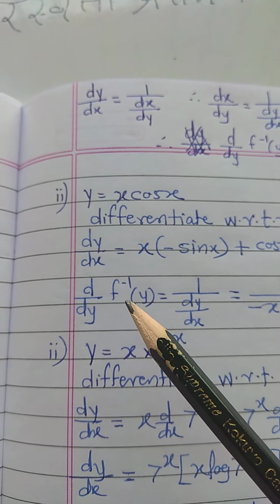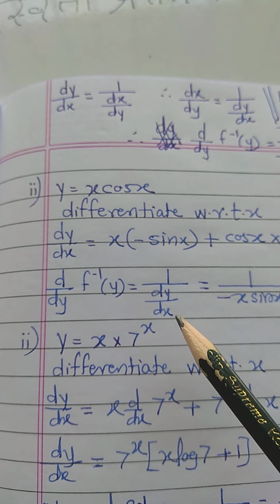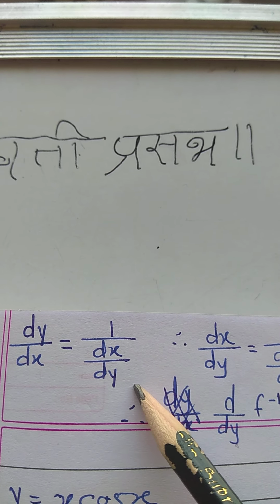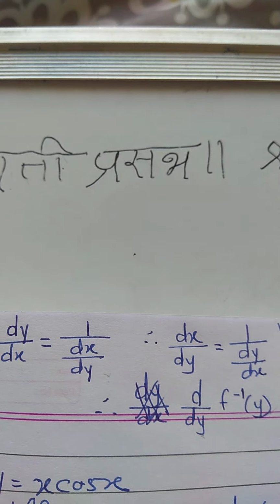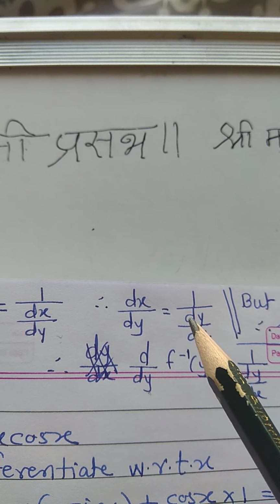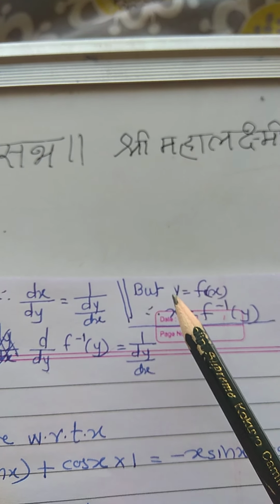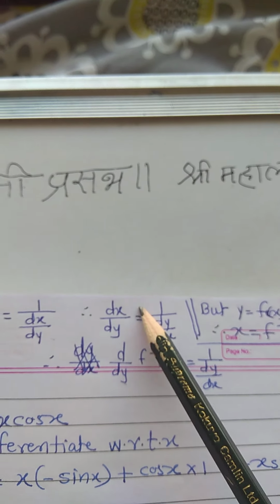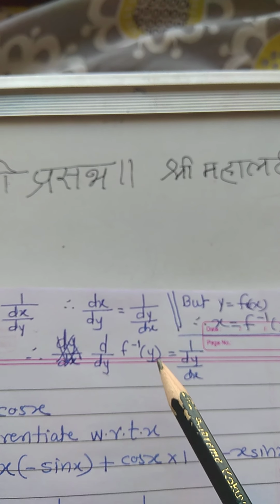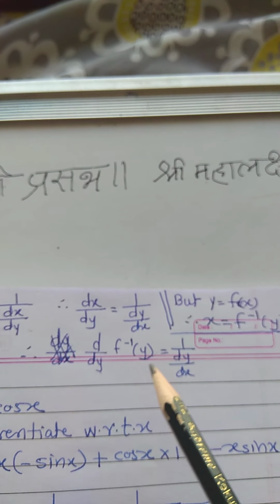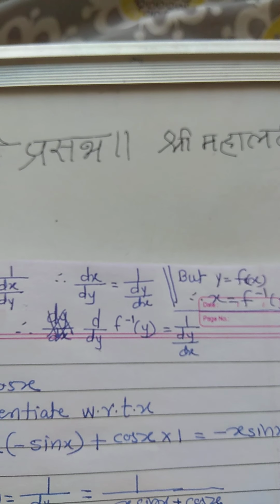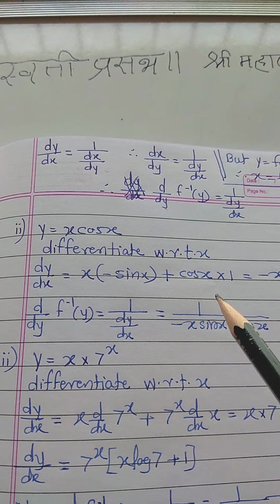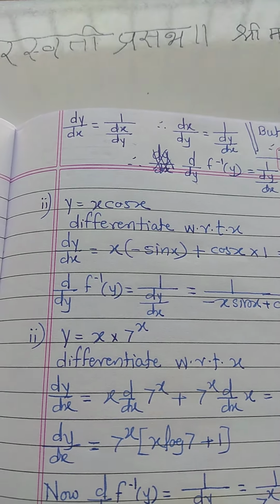Now derivative of inverse function is 1 upon dy by dx. Each time you have to mention this, that dy by dx is equal to 1 upon dx by dy. Therefore dx by dy should be equal to 1 upon dy by dx. But what is x? As y equal to f of x, therefore x is f inverse of y. Therefore in place of x we can write here f inverse of y, and therefore we can conclude that derivative of the inverse function is 1 upon dy by dx. So it is 1 upon minus x sin x plus cos x.